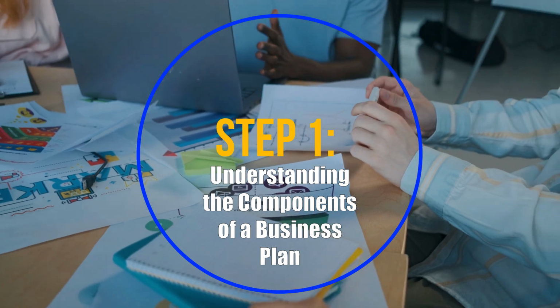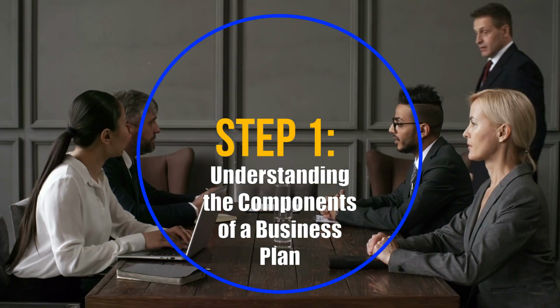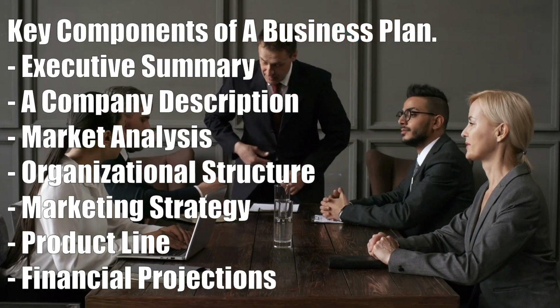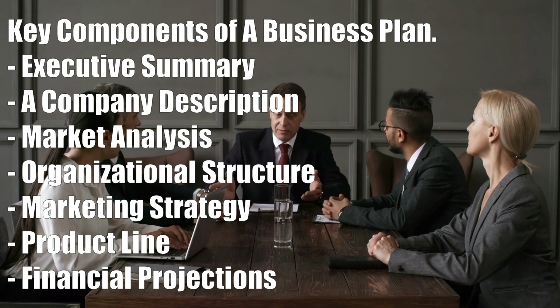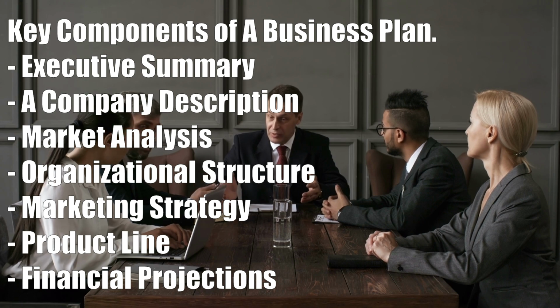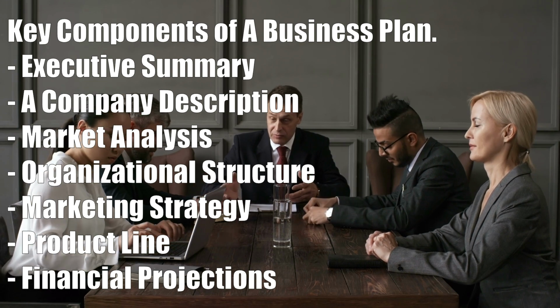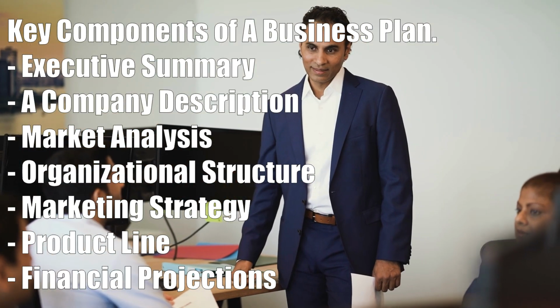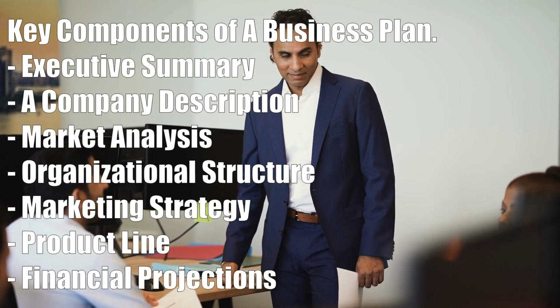First things first, let's break down the key components of a business plan. Your plan should include an executive summary, a company description, market analysis, organizational structure, marketing strategy, product line, and financial projections. Each part plays a vital role in giving your business a clear direction. But don't worry, ChatGPT can help guide you through each one. Let's see how it works.